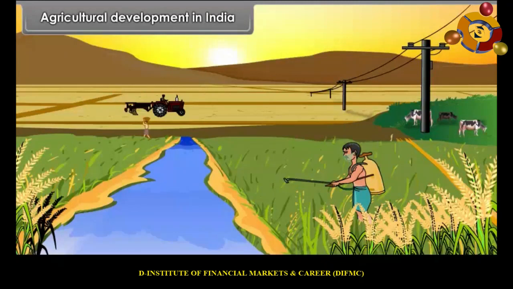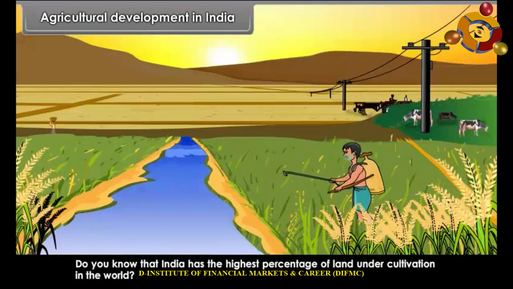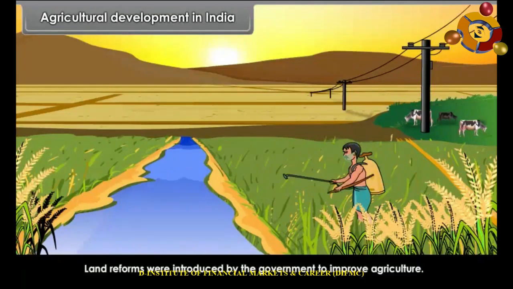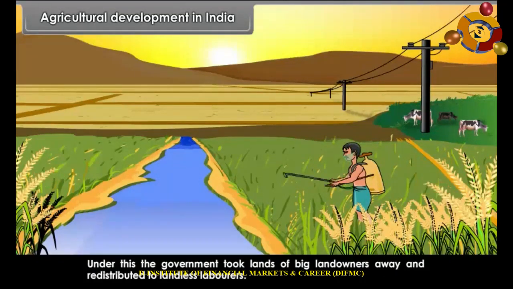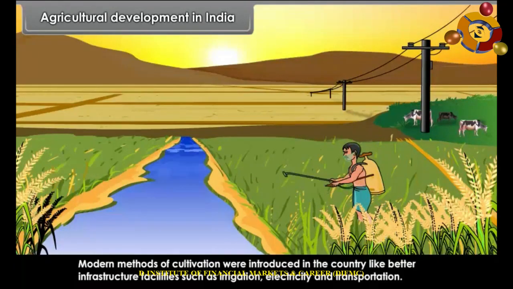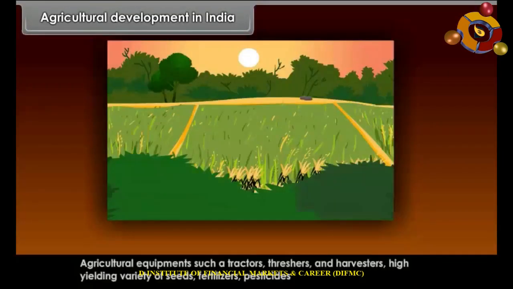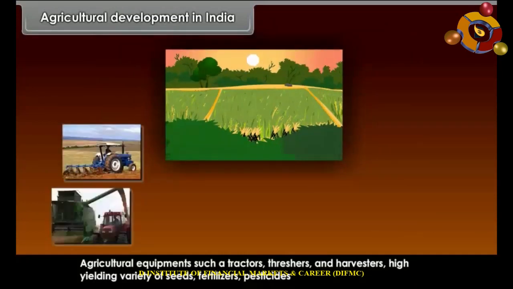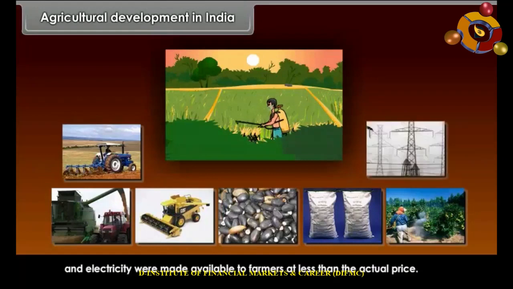Agricultural development in India. Do you know that India has the highest percentage of land under cultivation in the world? Land reforms were introduced by the government to improve agriculture. Under this, the government took lands of big landowners away and redistributed to landless laborers. Modern methods of cultivation were introduced in the country, like better infrastructure facilities such as irrigation, electricity and transportation. Agricultural equipments such as tractors, threshers and harvesters, high-yielding variety of seeds, fertilizers, pesticides and electricity were made available to farmers at less than the actual price.